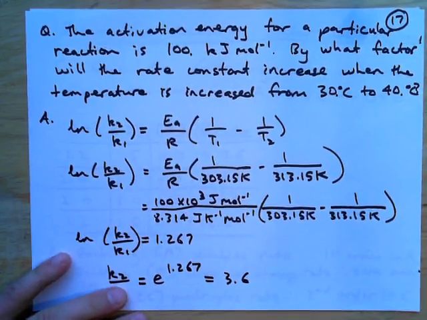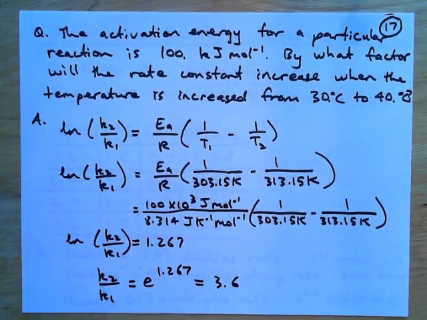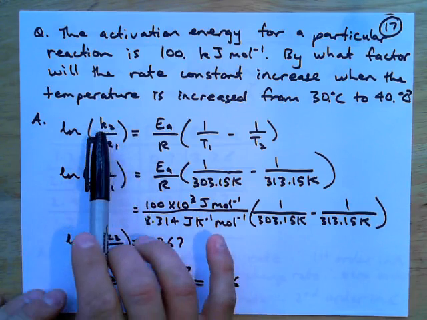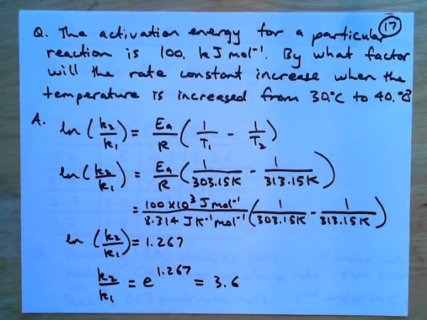So the activation energy for a particular reaction is 100 kilojoules per mole. By what factor will the rate constant increase when the temperature is increased from 30 degrees Celsius to 40 degrees Celsius? Okay, so here we've got a reasonably complicated equation. Now on your assignments you should have a data sheet down the bottom that has this equation for you.